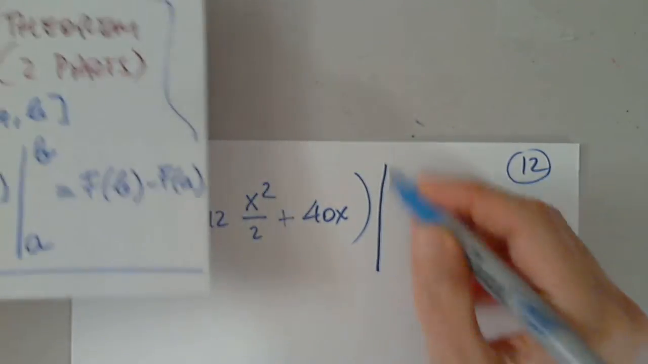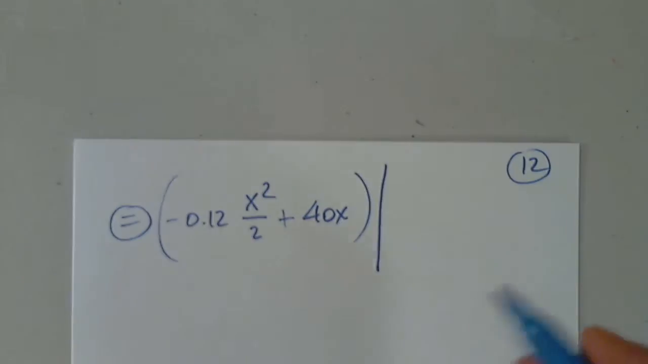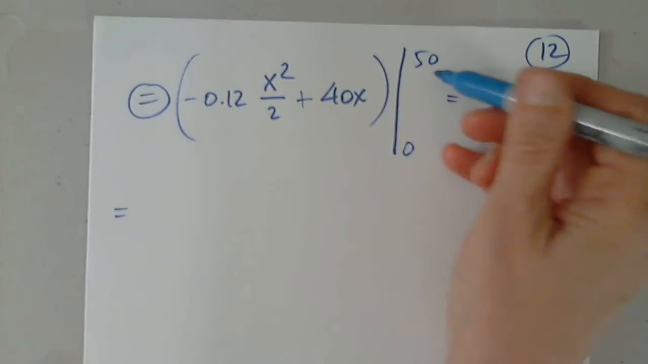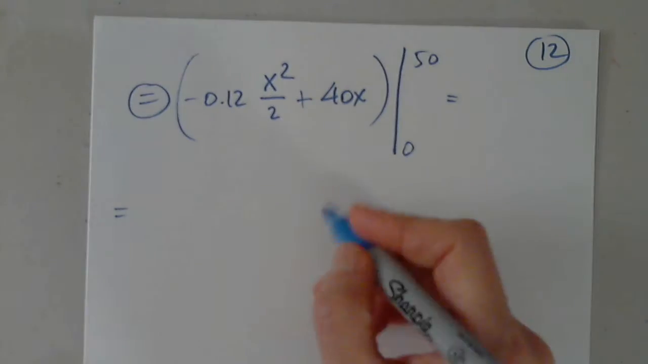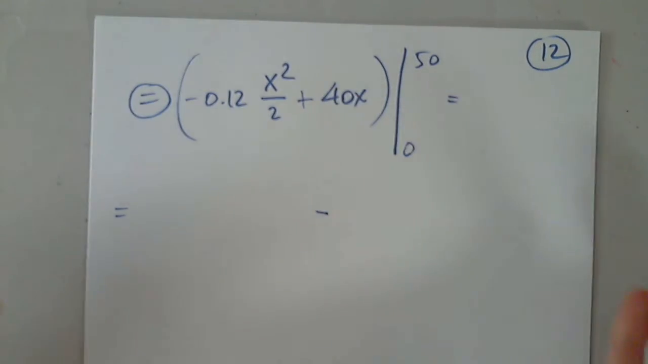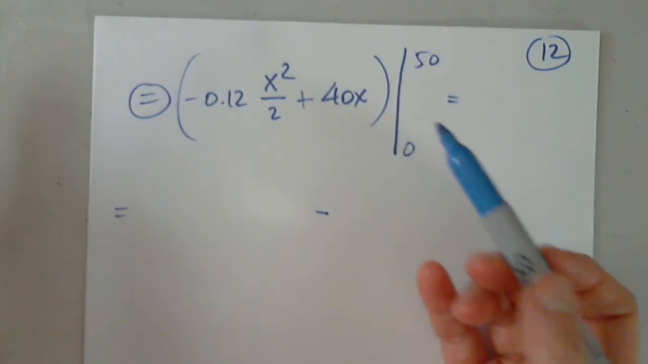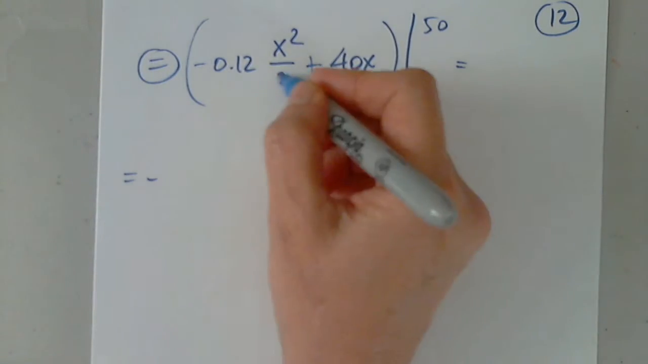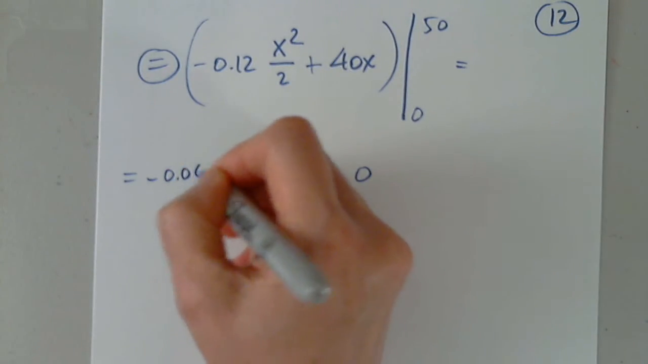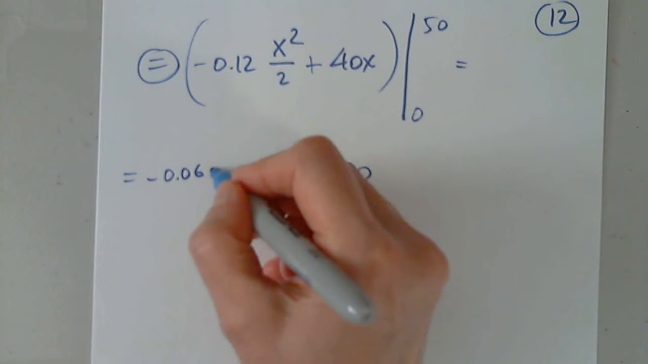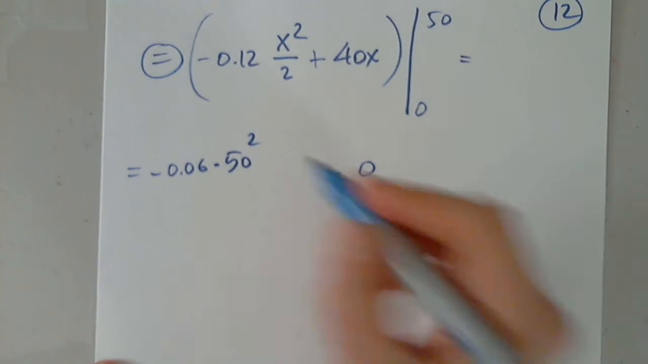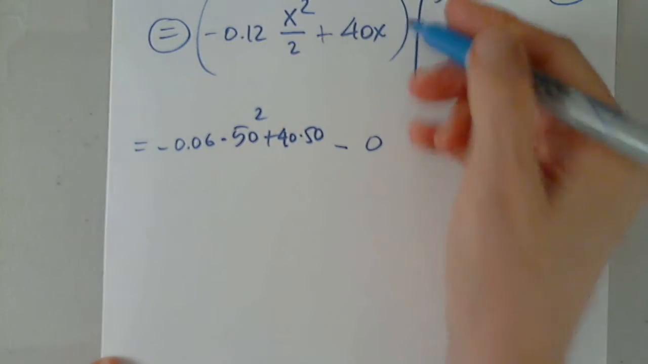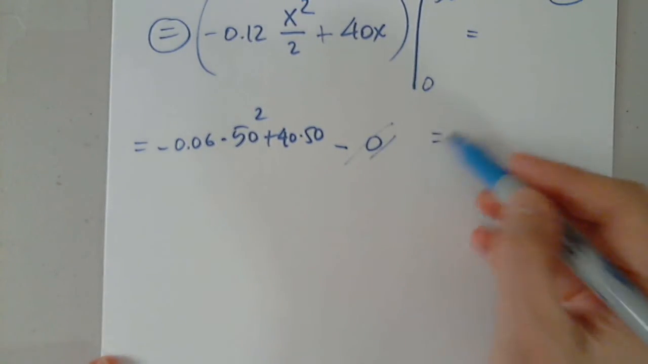Parentheses, a vertical bar from 0 to 50. At this time, I will plug in 50, and I should subtract when I plug in 0, but there is no need because I will have only 0. So then the final answer will be, I will simplify, negative 0.06 times 50 squared plus 40 times 50. Minus 0, because when I plug in 0, I don't even need to write it.